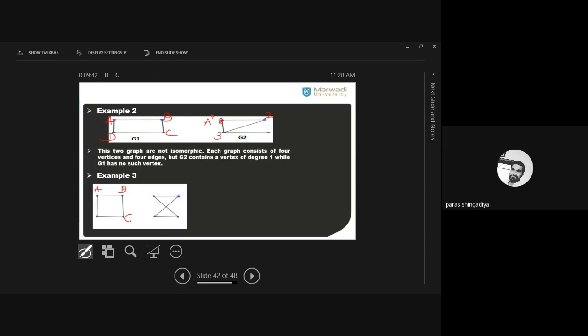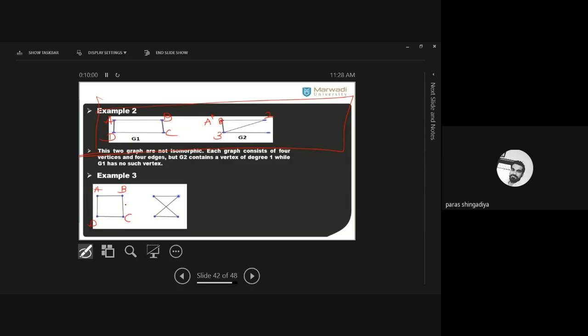That is A, B, C, D, 4 vertices. Clear? And it has 4 vertices and 4 edges. That is also 4 vertices and 4 edges. But this pair is an isomorphic pair. This pair is not an isomorphic pair. Okay, in example number 2, this pair is not isomorphic. But here we can easily prove it.